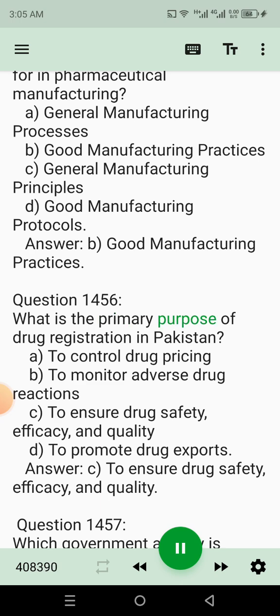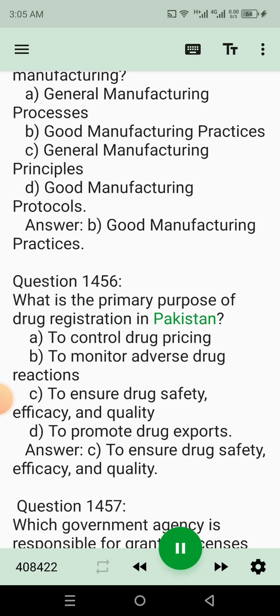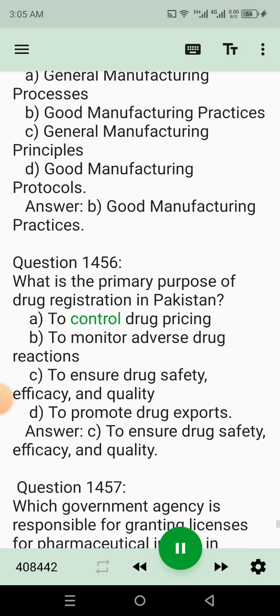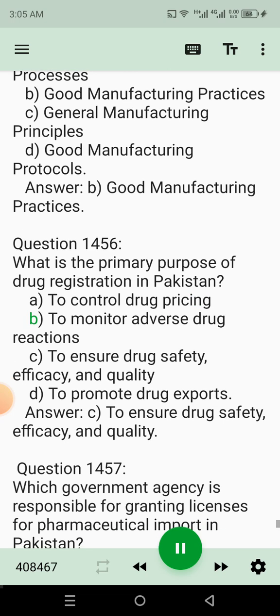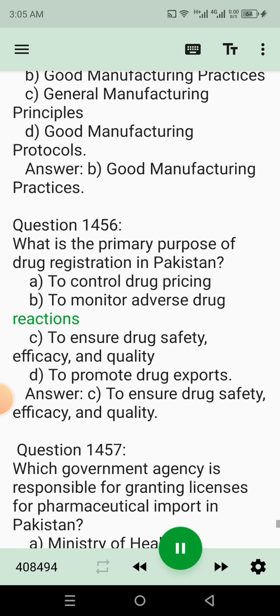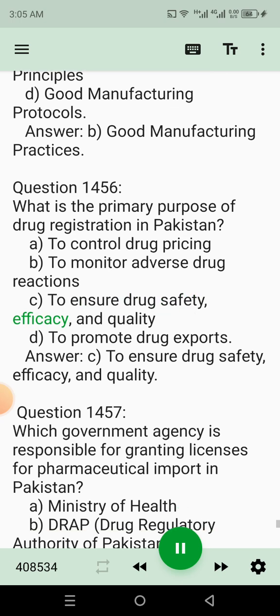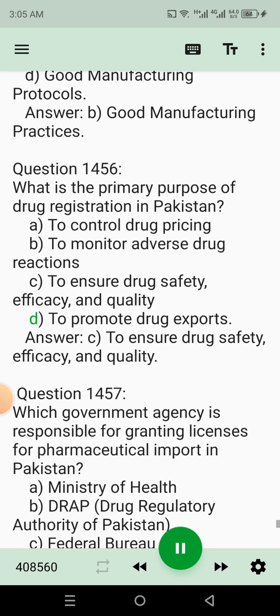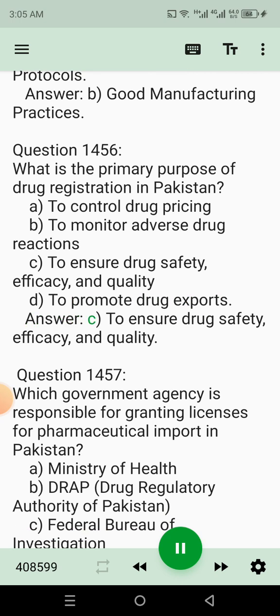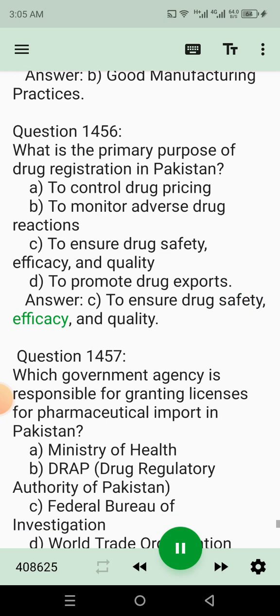Question 1456. What is the primary purpose of drug registration in Pakistan? A. To control drug pricing. B. To monitor adverse drug reactions. C. To ensure drug safety, efficacy, and quality. D. To promote drug exports. Answer. C. To ensure drug safety, efficacy, and quality.